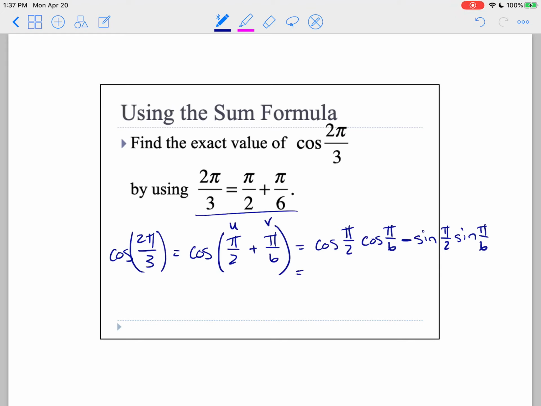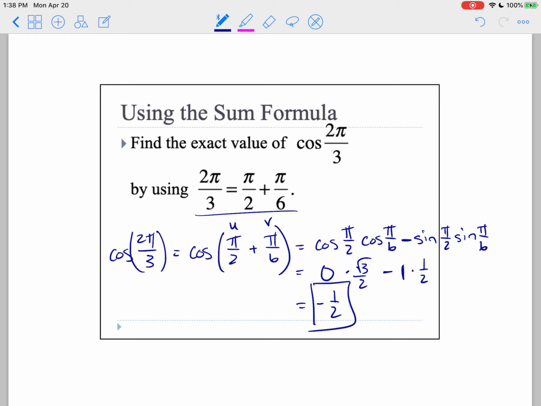And now I know the values of this. Cosine of pi over 2, that's 0, so it doesn't really matter what cosine of pi over 6 is, but it is root 3 over 2. And 0 times root 3 over 2 is still 0. And then minus sine of pi over 2 is 1, and sine of pi over 6 is 1/2. And so I just end up with a negative 1/2 value here. So that is the exact value of cosine of 2 pi over 3.